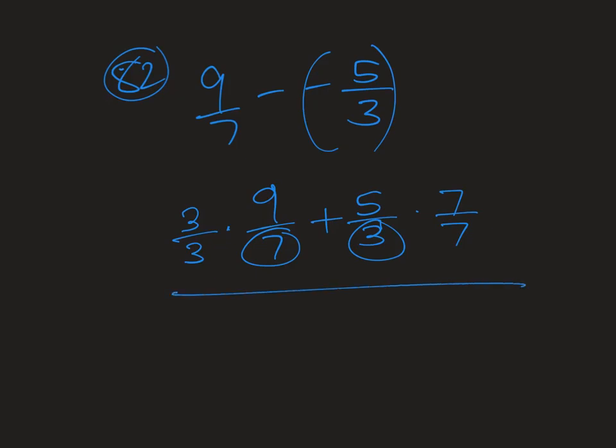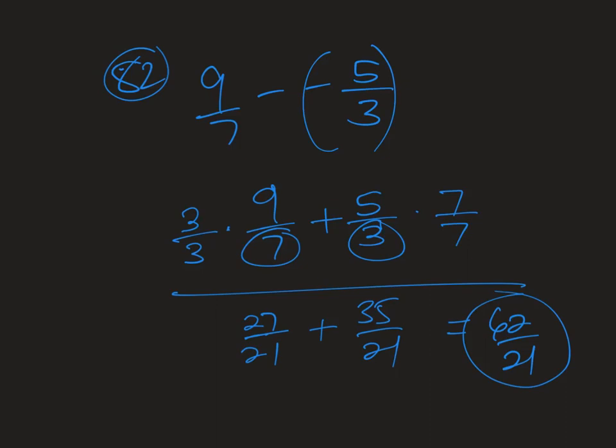And so you go ahead and you write this out. You have 3 over 3 multiplying the 9 over 7, and 7 over 7 multiplying the 5 over 3. So you have 27 over 21 plus 35 over 21. You add those two numbers together, you have 62 over 21, and that is your final answer.